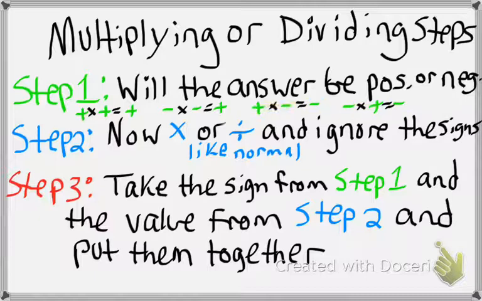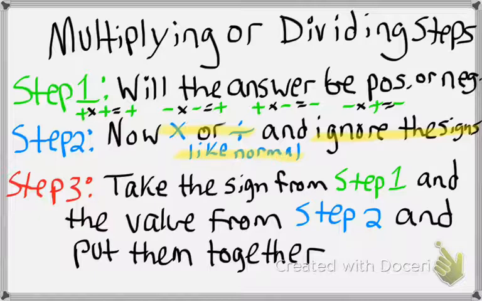Multiplying and dividing have the exact same rules, so we're going to do them at the same time. So step one, will the answer be positive or negative? Okay, so now step two. I want you to ignore the signs that you just decided on in step one. Ignore step one. In step two, you're going to multiply or divide like normal. Do what you would normally do, but ignore any negative signs.